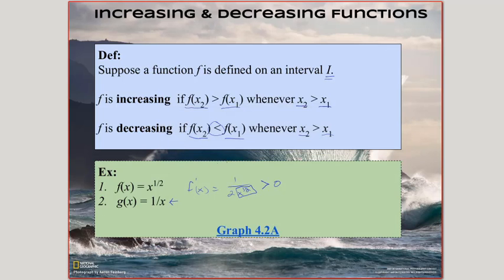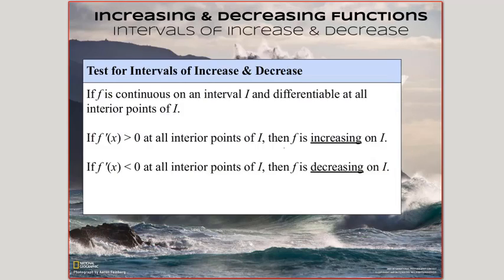And if you notice something about the derivative here, g prime of x is negative 1 over x squared. And of course, for any x that you plug in here, not 0 of course, but any x you plug in, x squared will be positive. So 1 over x squared is positive, which means negative 1 over x squared is always less than 0. So that tells us that it's decreasing. And that's exactly what this test for intervals of increase and decrease is saying.